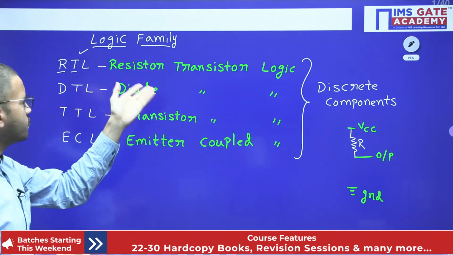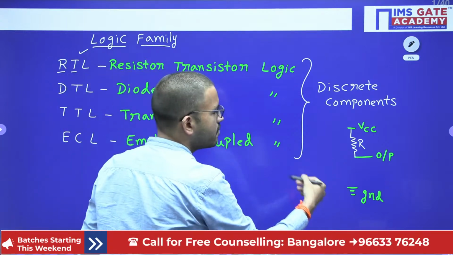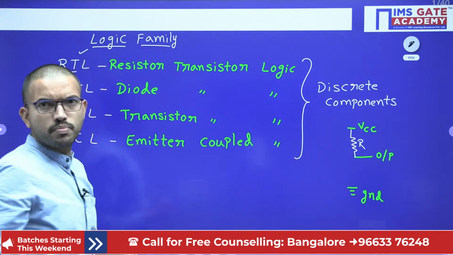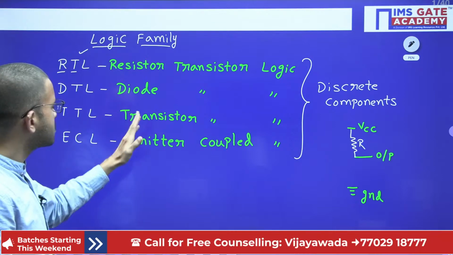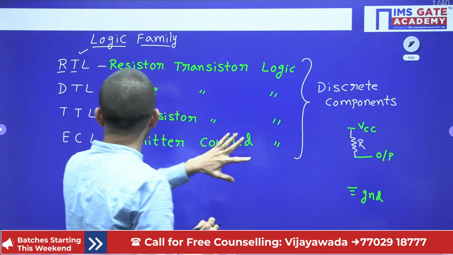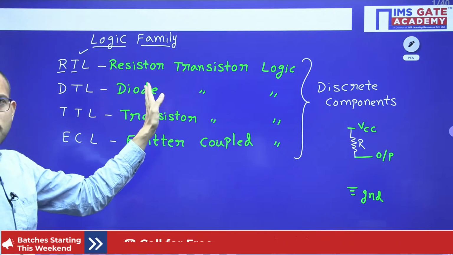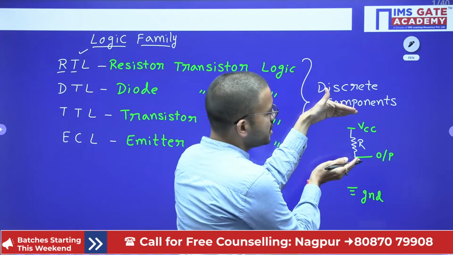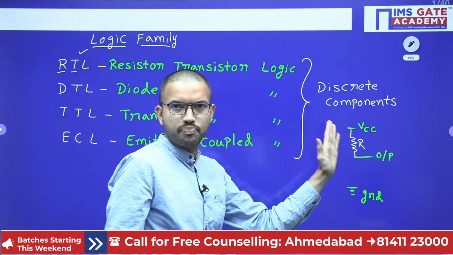According to the logic family we have considered, you will have electronic components like diodes, transistors, etc. But in all these logic families, between VCC and output you will have one resistor, that is a fixed resistor.